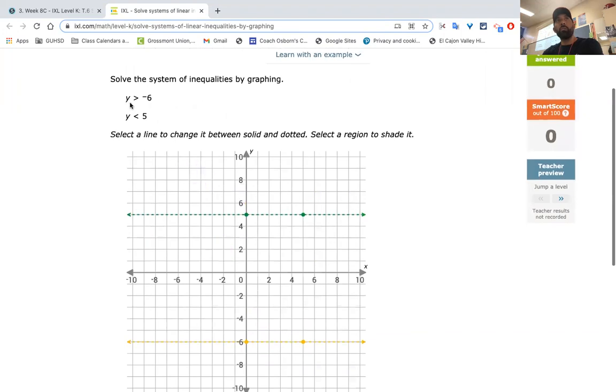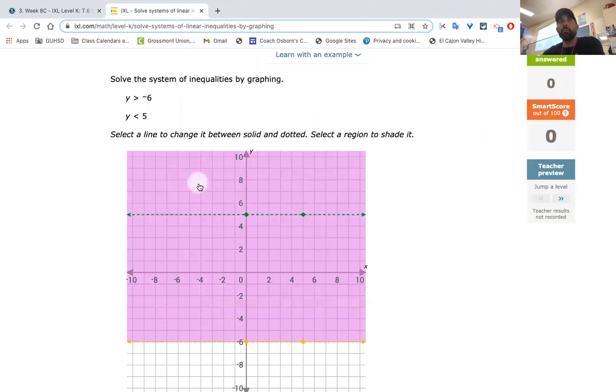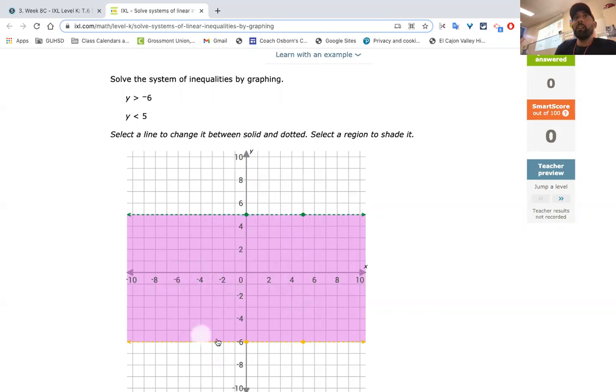Now to start with the first one, it says y is greater than -6. I want you to think, y greater than -6 is greater than this yellow line here. So that would be here and here. Both of those areas are above -6. But I have to look at the second inequality, which says it's less than 5. That means it cannot be above this line. It has to be below this line. So it's right in the middle of the two. The solution to this problem is any of the points that are in between those two lines.